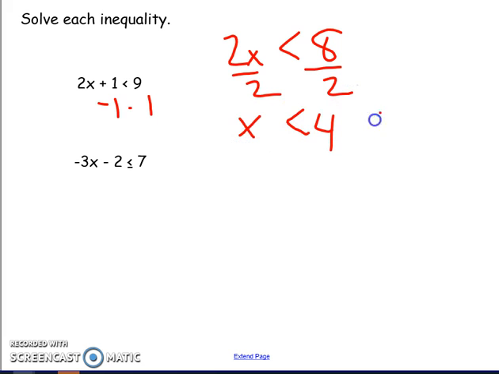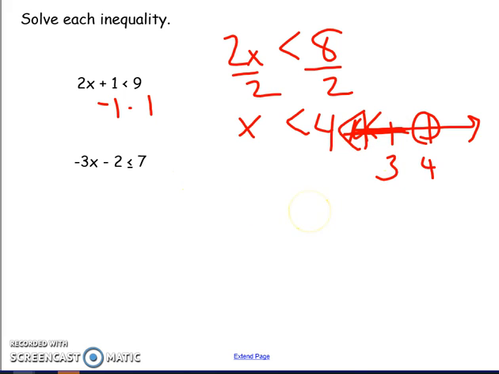If we had to graph that, on our number line we would find 4. We would use an open circle, and our inequality is pointing to the left, to the smaller numbers, so we would graph over here.